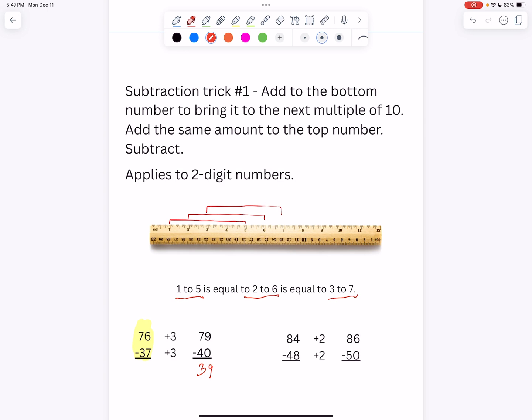But if you just go up to the nearest 10, or really, I guess, down to the nearest 10 would work as well. If it was 41 or something, you can go down to 40, then just subtract 1 from the above number. So here also you have 84 minus 48.